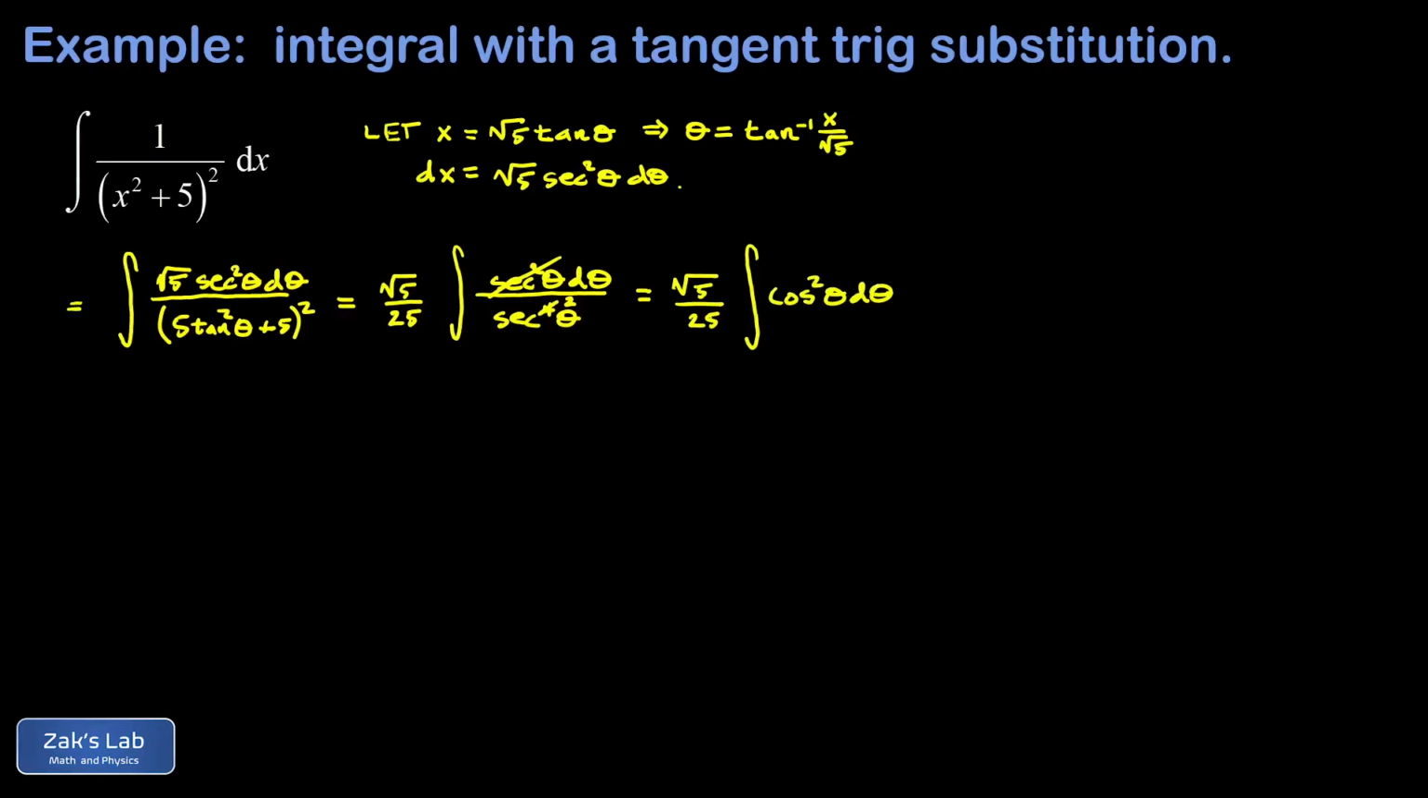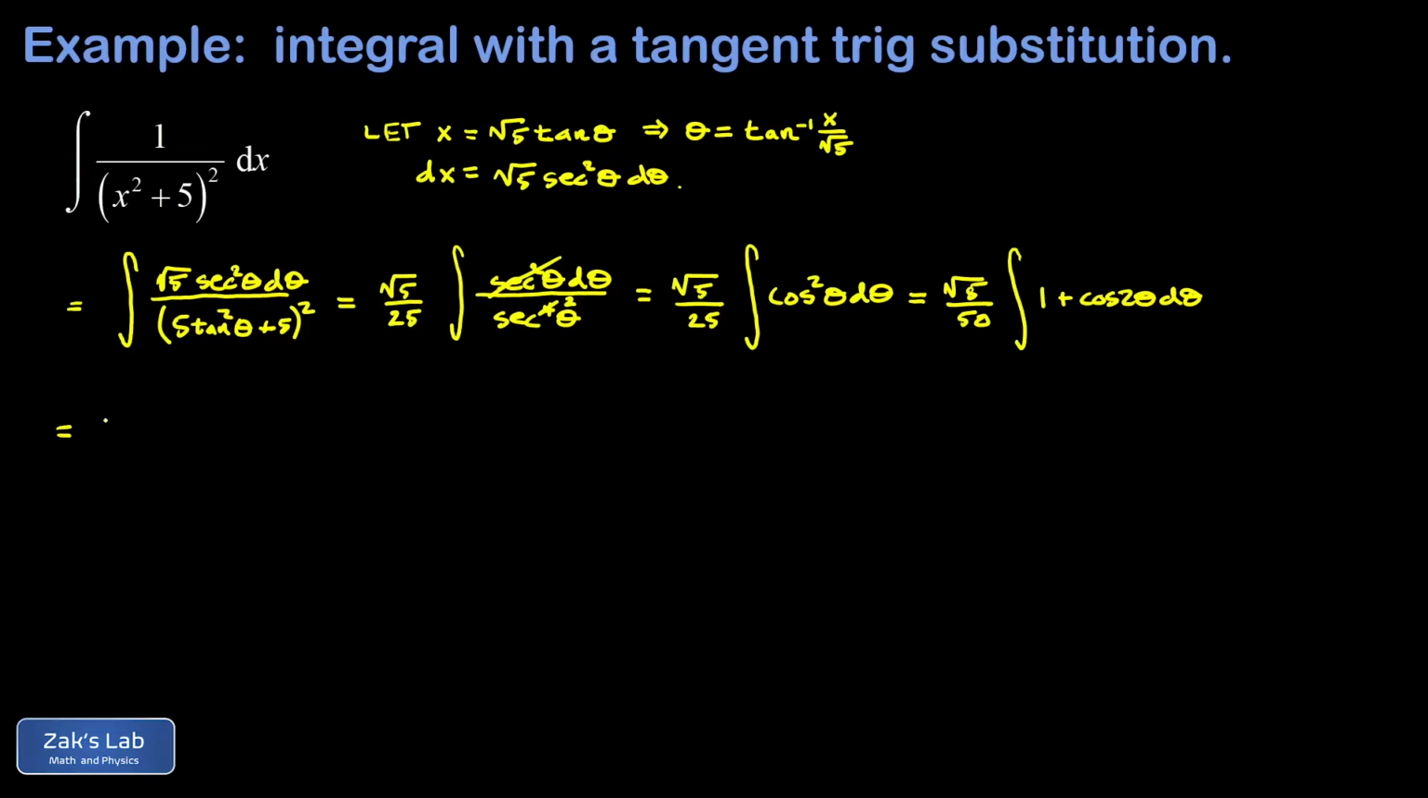Now this is a classic trigonometric integral. To integrate the cosine squared, we need to use the identity that cosine squared is 1/2 times the quantity 1 plus cosine 2 theta. So we're going to pull the 1/2 out while we work, and this gives us root 5 over 50. And then I have the integral of 1 plus cosine 2 theta d theta.